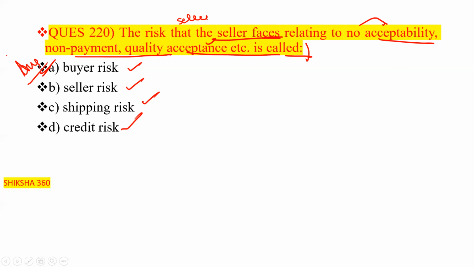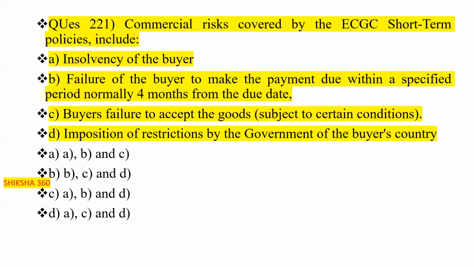Now move to the next question. Commercial risks covered by the ECGC short-term policies, what does it include? Now we have moved towards another policy, that is the short-term policy. Please go through the question properly and tell what the answer is here. What will commercial risk include?